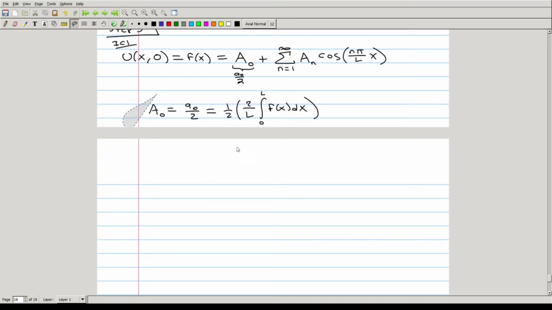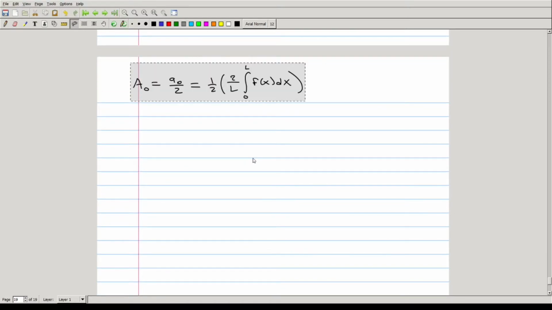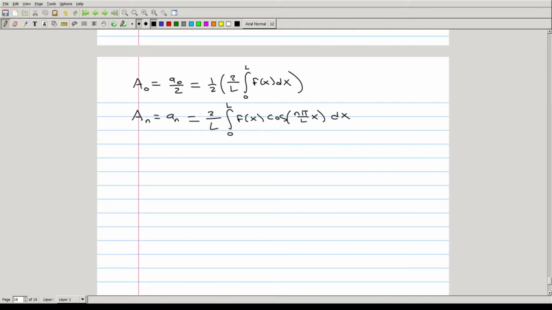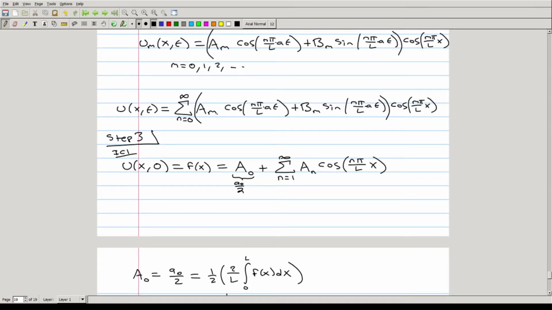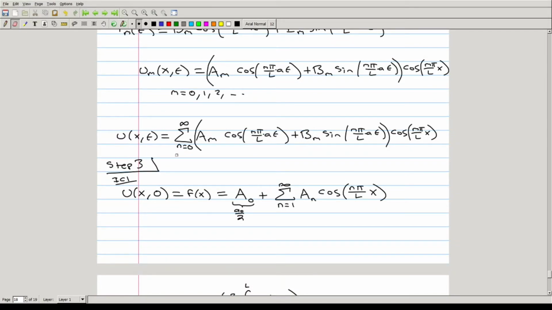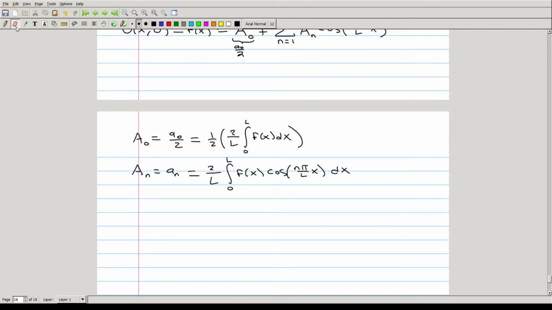And an is going to be equal to just the Fourier cosine series an formula, which is 2 over L times the integral from 0 to L of f of x times cosine of n pi over L times x dx. And this gives us the solution for all of the Am's here. Oops, I should make this sum m, just to be consistent with this notation right here. And this will also make Am as well, to be consistent with the sum.